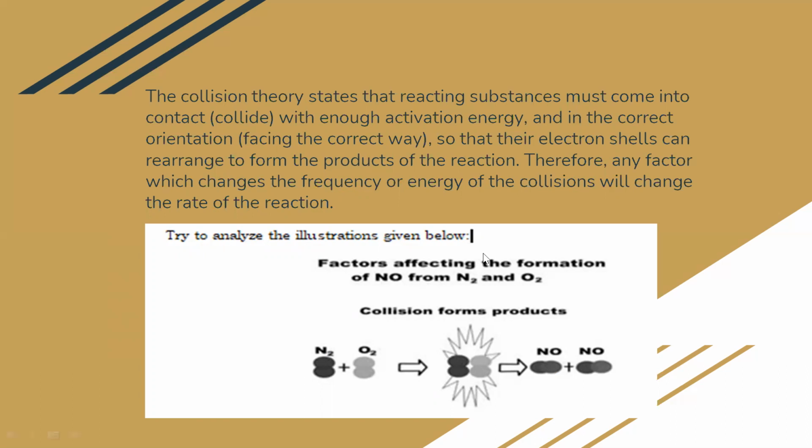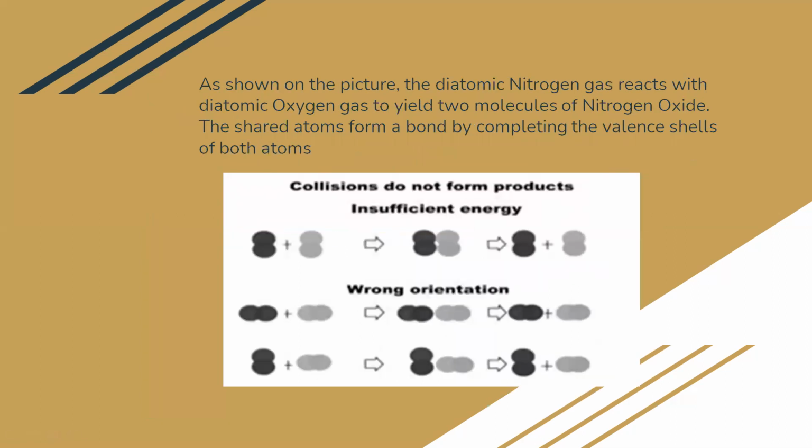So we have here factors affecting the formation of NO, right? So we have nitrogen gas and oxygen gas. Collision forms products. So we have nitrogen gas plus oxygen gas, there's a collision, then producing or forming a new product. So we have NO plus NO. As shown in the pictures, the diatomic nitrogen gas reacts with the diatomic oxygen gas to yield two molecules of nitrogen oxide. The shared atoms form a bond by completing the valence shells of both atoms.